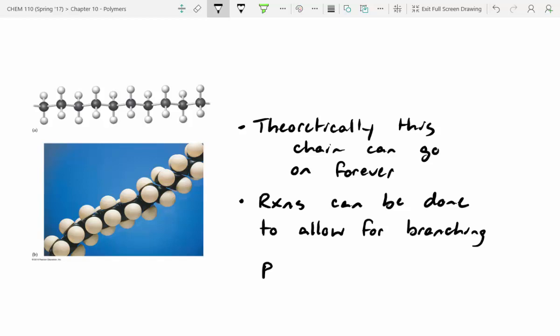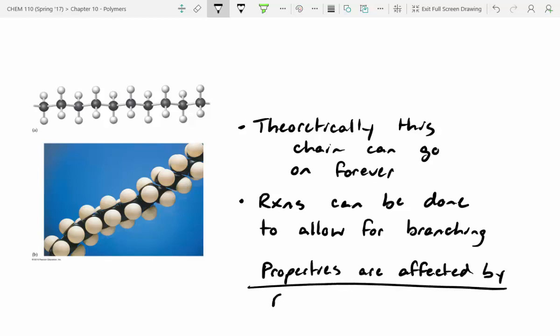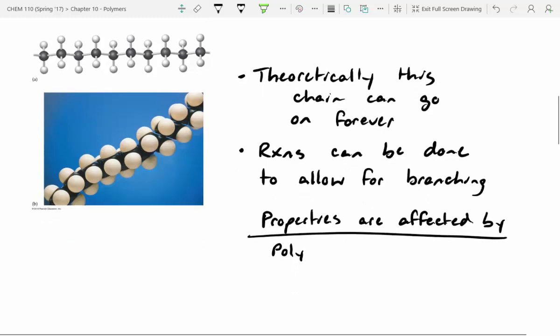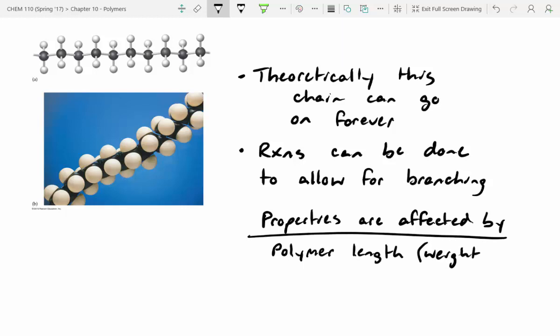So, properties are affected by polymer length. You could also call this the weight or mass of the polymer, and the branching. Does that make sense? We're not going to go into all the nitty-gritty details behind the polymerization process, but I want you to know what a monomer is versus a polymer.